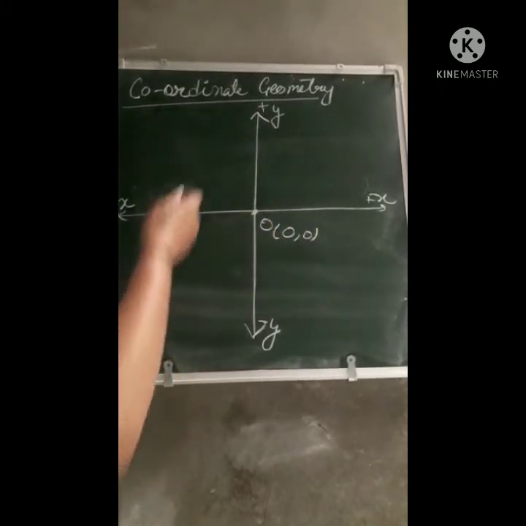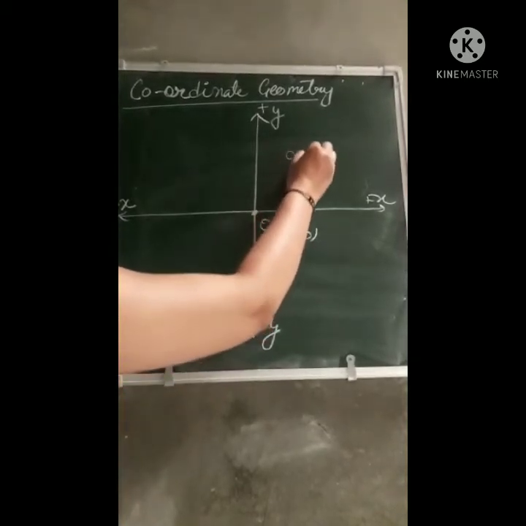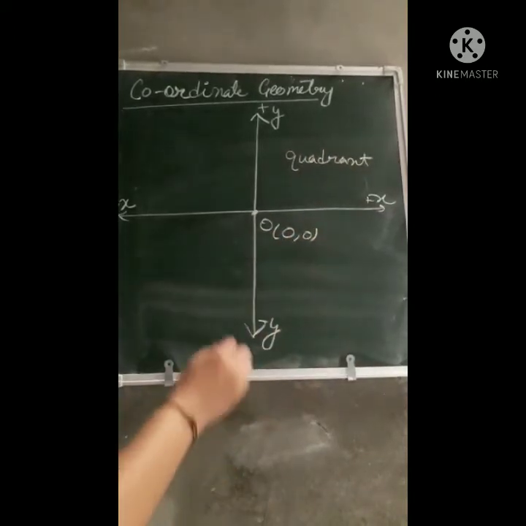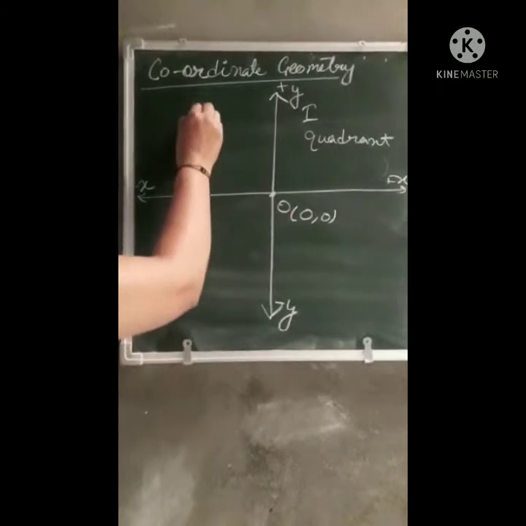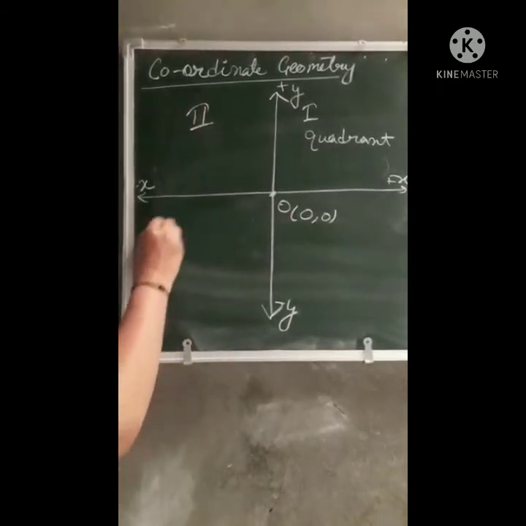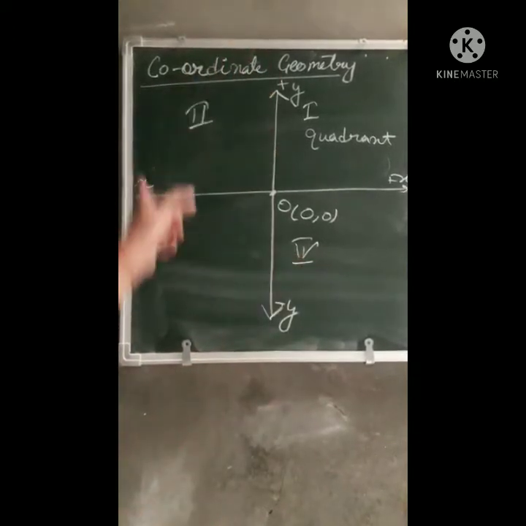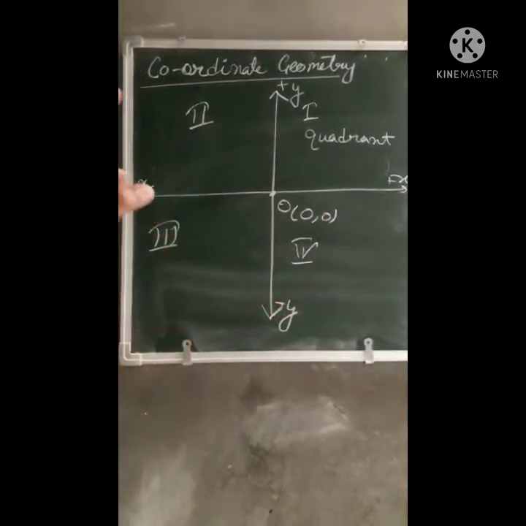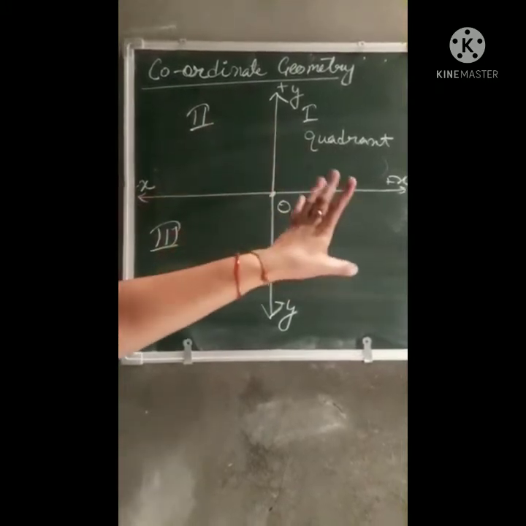1, 2, 3, 4. These 4 parts are called quadrants. They are called the first quadrant, second quadrant, third quadrant and fourth quadrant. The order goes anti-clockwise like this, okay. First, second, third, fourth. You cannot change this order as you like; it always goes first, second, third, fourth, like this.